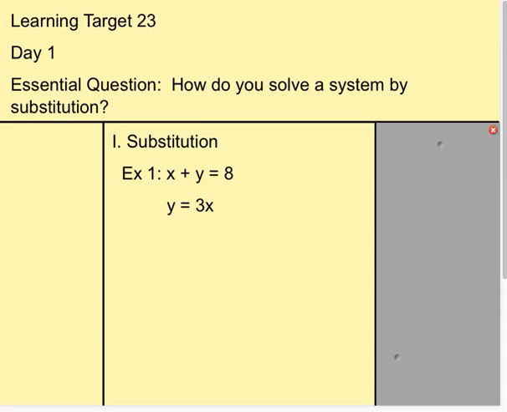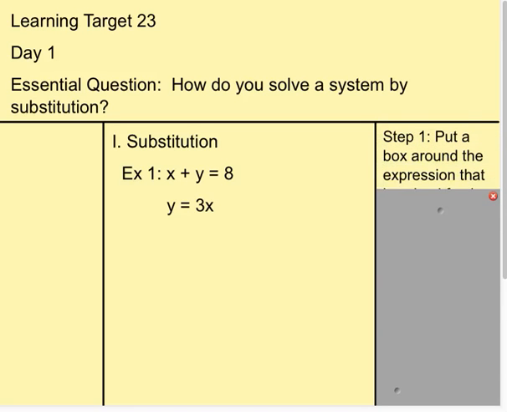In our last learning target, we learned how to solve systems by graphing. There are also what are called algebraic methods to solving systems. The first algebraic method is called solving by substitution. So think about what happens when you have a substitute teacher. They take the place of your regular classroom teacher. So what we're going to be doing is substituting one value for a value that's equal to it.